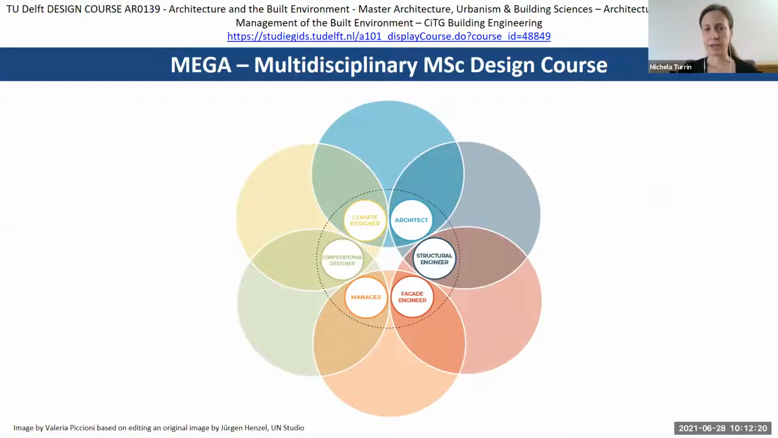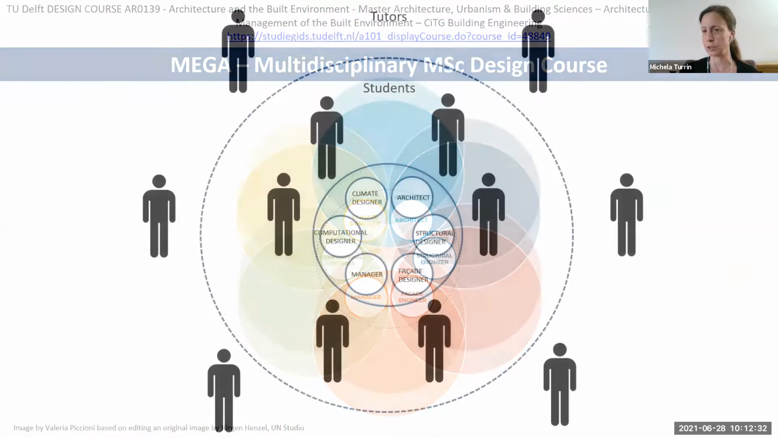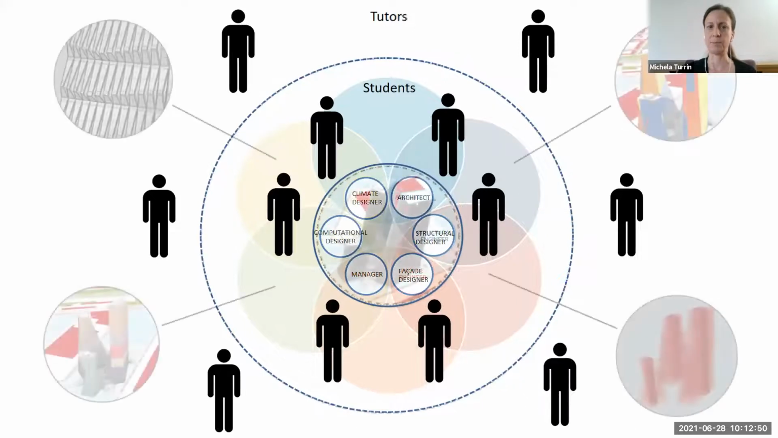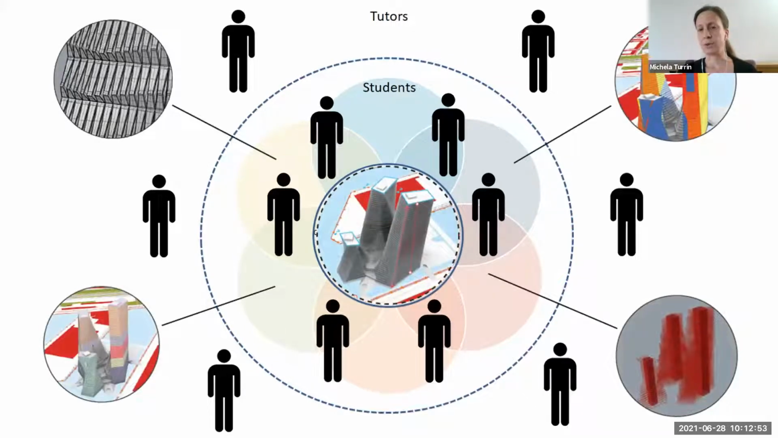Students work in teams, where each student plays a specific role: architect, structural engineer, facade designer, manager, computational designer, or climate designer, and they contribute to the design process from the standpoint of that expertise. They play the role which usually corresponds to their own master track within the entire workflow. They are tutored individually by specialists of the same discipline. The entire idea is to use a computational approach for integrating the different features of the collaboration.